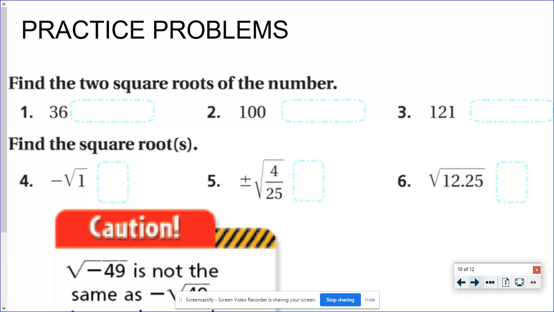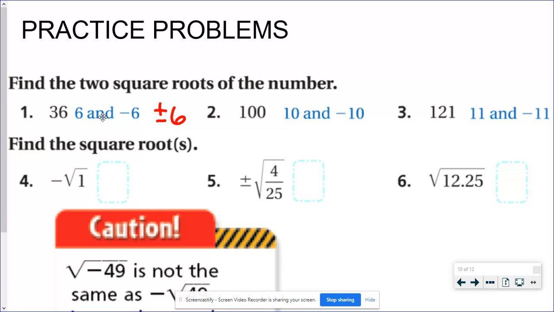When we are looking, again, for 2 square roots, the square root of 36 could be 6 or negative 6. And if you wanted to write that as plus or minus 6, I am perfectly fine with that. Square root of 100, 10 or negative 10. Square root of 121, 11 or negative 11. When I'm giving you that sign out in front now for number 4, the negative square root of 1, that just means negative 1. Number 5, I'll have the plus or minus sign in front.